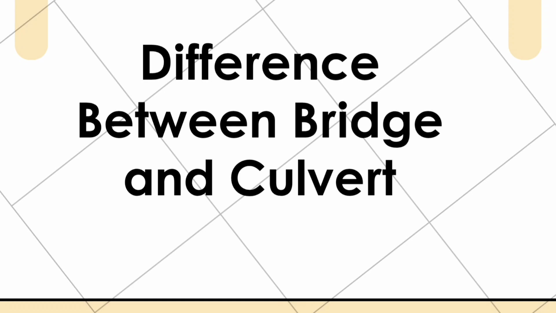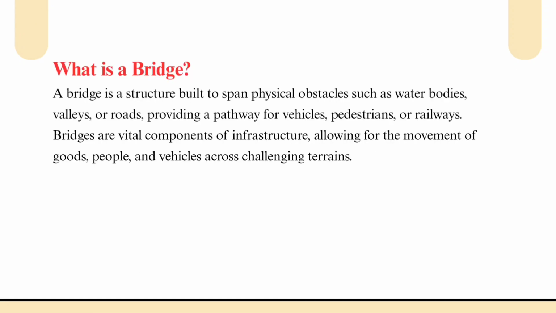When it comes to infrastructure, bridges and culverts play an essential role in ensuring safe and efficient transportation. So in this video, we'll discuss the key differences between these two structures in an easy to understand manner. So let's start with the very first point, that is what is a bridge. That is the definition of a bridge.